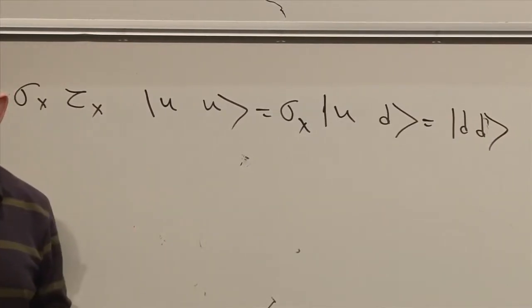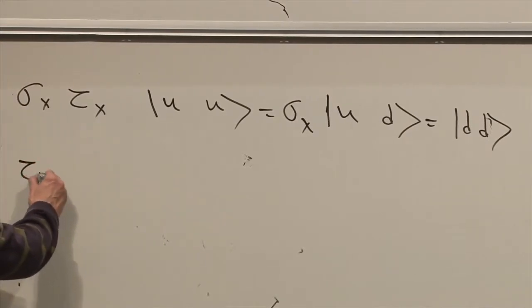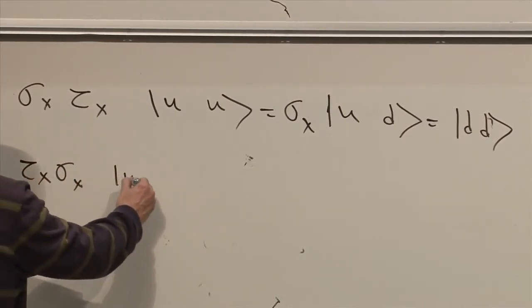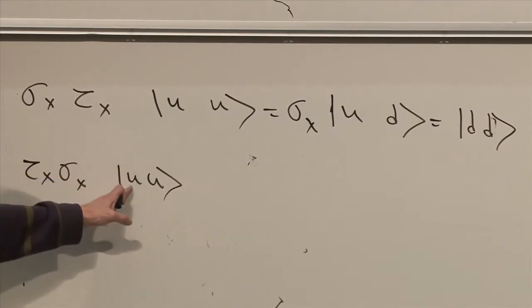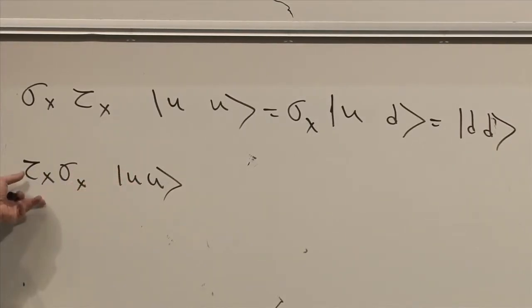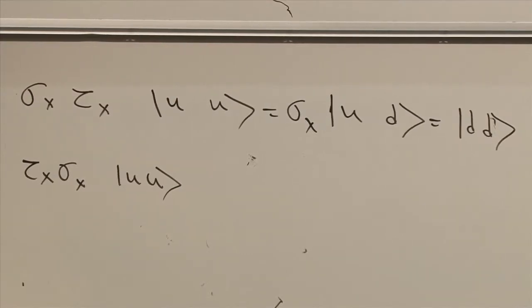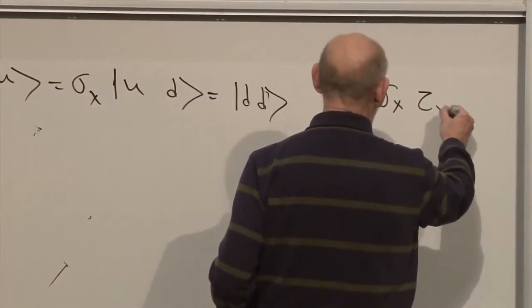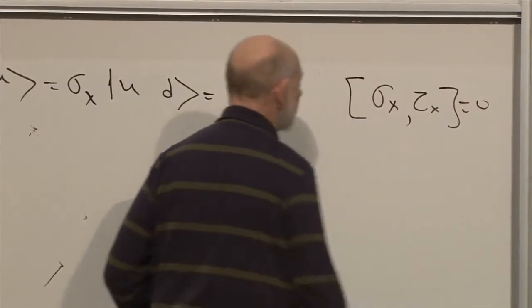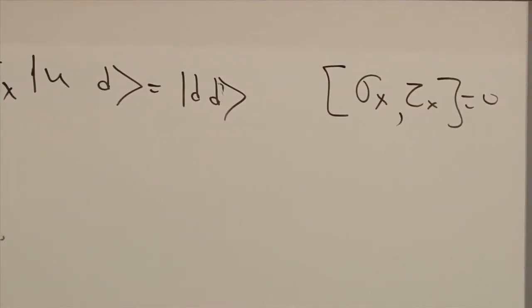Let's do it in the opposite order. Let's take tau x times sigma x on up, up. What does it do? It does exactly the same thing. Sigma x hits one of these and flips them, and then tau x comes and hits the other one and flips it. So when tau x times sigma x acts, it gives exactly the same thing as sigma x times tau x. The commutator of sigma x with tau x equals 0. No difference between the order of operations.